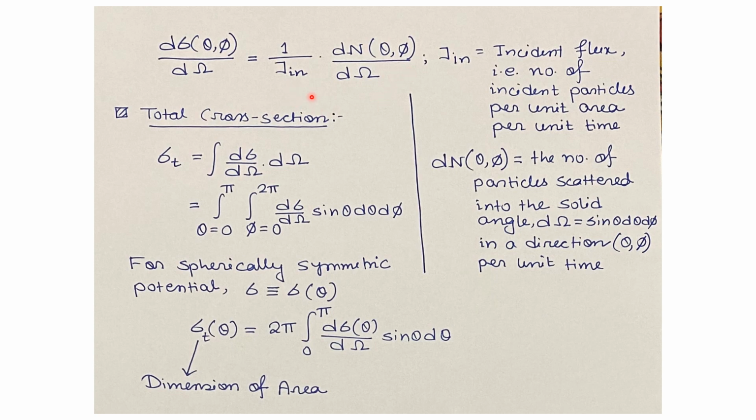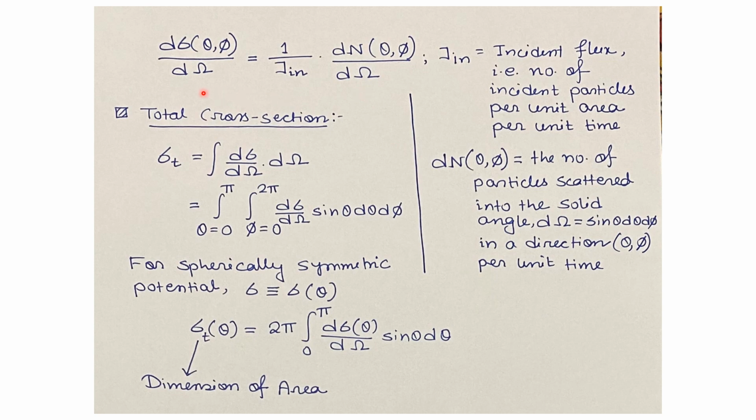Here J in is the incident flux, that is the number of incident particles per unit area and per unit time, and dn as a function of theta comma phi is the number of particles scattered into the elementary solid angle d omega, that is sine theta d theta d phi, in a direction theta comma phi in the spherical polar coordinate, per unit time.